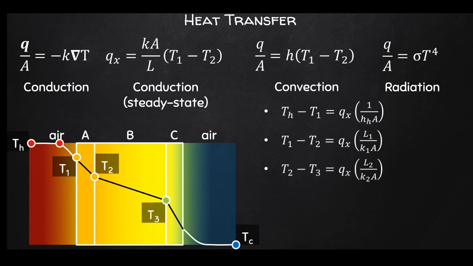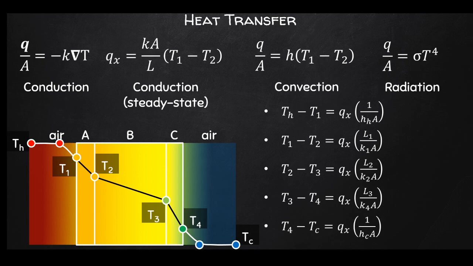Thirdly, we have another temperature, T3, where B and C have a boundary that they share. So the following equation, again, is for conduction that occurs from surface AB to surface BC. And the next one is from surface BC to where C contacts the air, forming a new temperature, T4. And lastly, we have convection from T4 to Tc. Now that we have all our equations, what we can simply do is add them together.